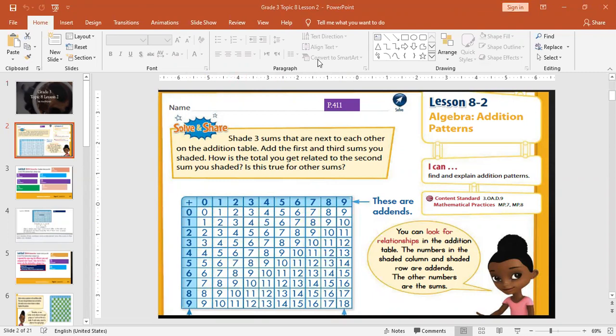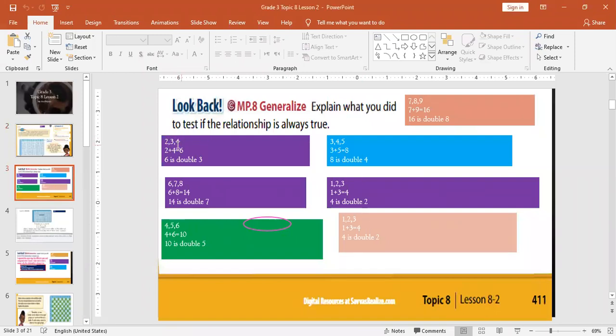If we choose 3 consecutive numbers next to each other, see, shade 3 sums that are next to each other, like 4, 5, 6. And if we add the first number and the third number, the answer will be double the middle number. Okay, so we did it so many times in the session. Here, like 2, 3, 4. If you add 2 and 4, you will get 6. So 6 is double 3. You see how fun it is?